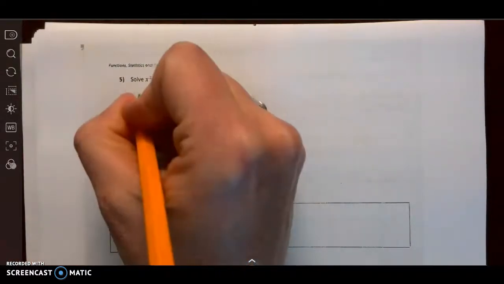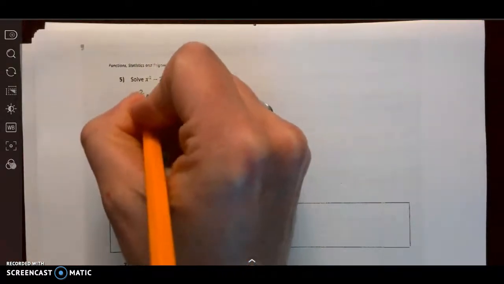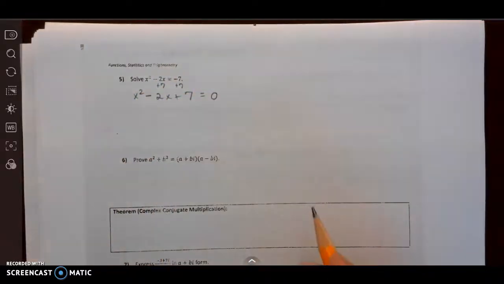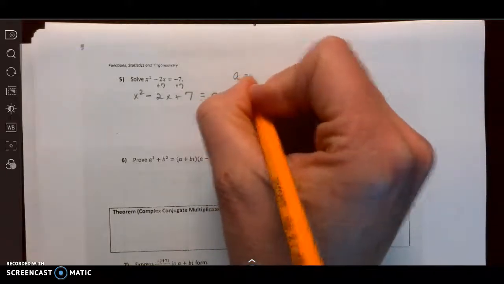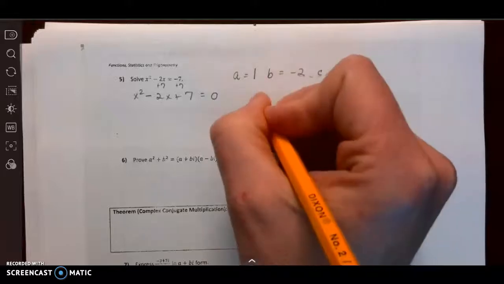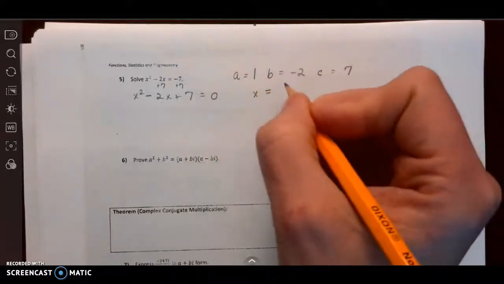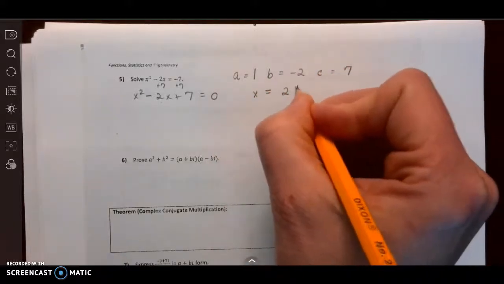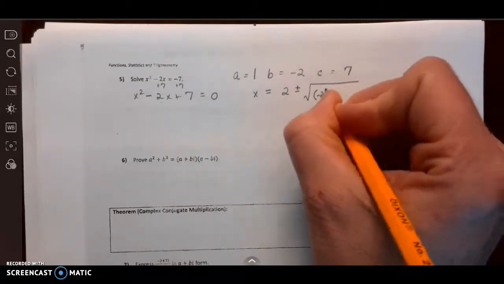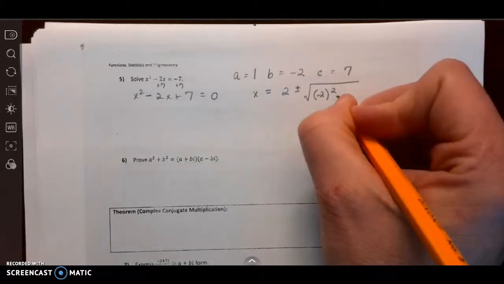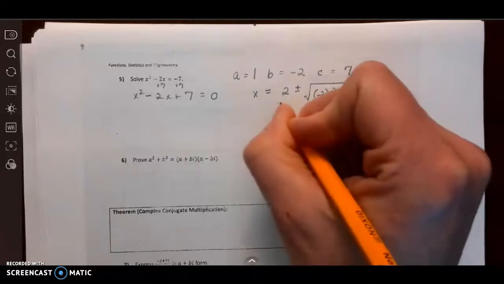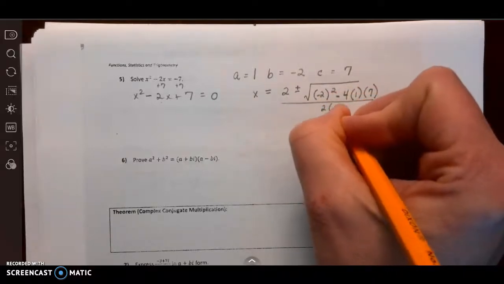Let's add 7, and I get x squared minus 2x plus 7 equals 0. I'm going to use the quadratic formula. A equals 1, b equals negative 2, c equals 7. So x equals the opposite of b, so it becomes positive 2, plus or minus the square root of b squared, negative 2 squared, minus 4 times a times c, all divided by 2 times a.